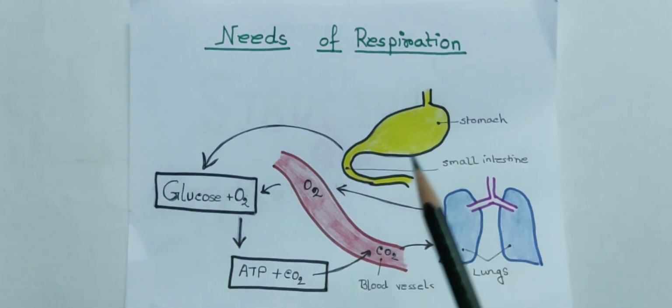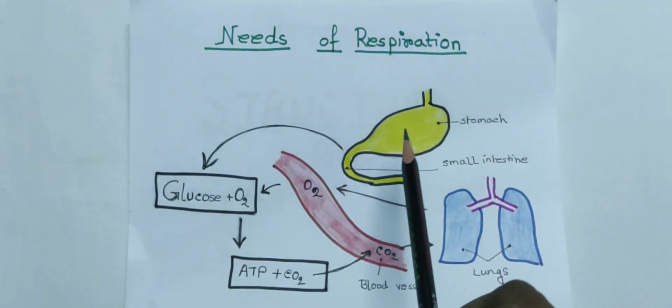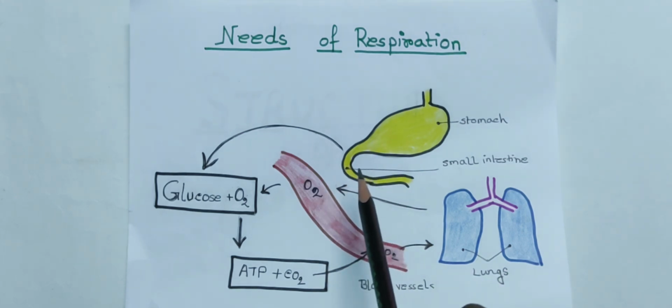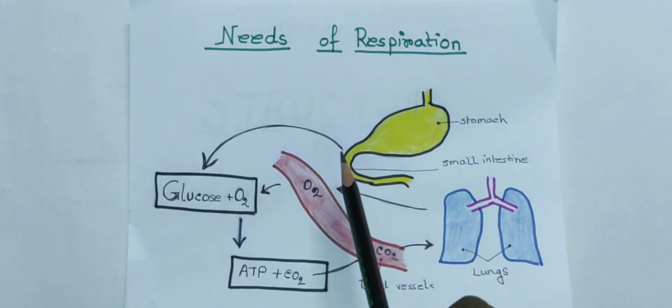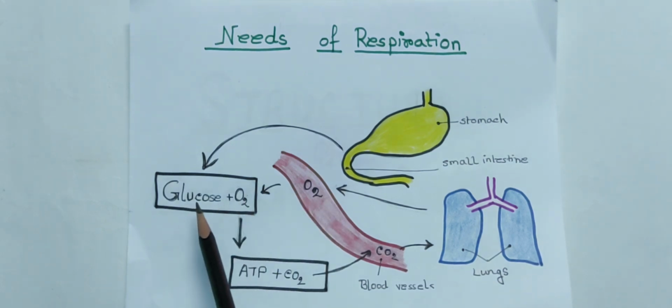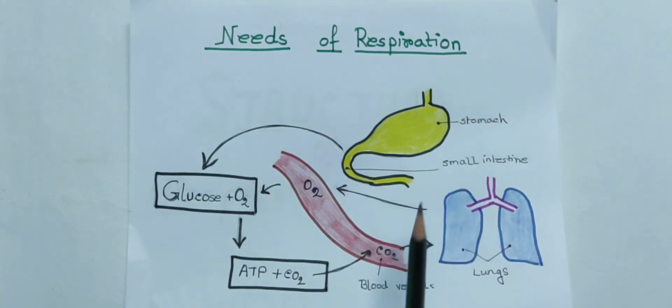So look at this diagram. This is the stomach. In the stomach, the food is digested, and after digestion, food is assimilated in the small intestine. From the small intestine, the food comes to the blood, and from the lungs, oxygen enters the blood vessel. So oxygen oxidizes the food, and then ATP, that is energy, is liberated, and carbon dioxide is also liberated with the energy. Then the carbon dioxide goes through the blood vessels in the opposite direction to the lungs and then outside of the body. So the main purpose of respiration is to produce energy in the form of ATP.